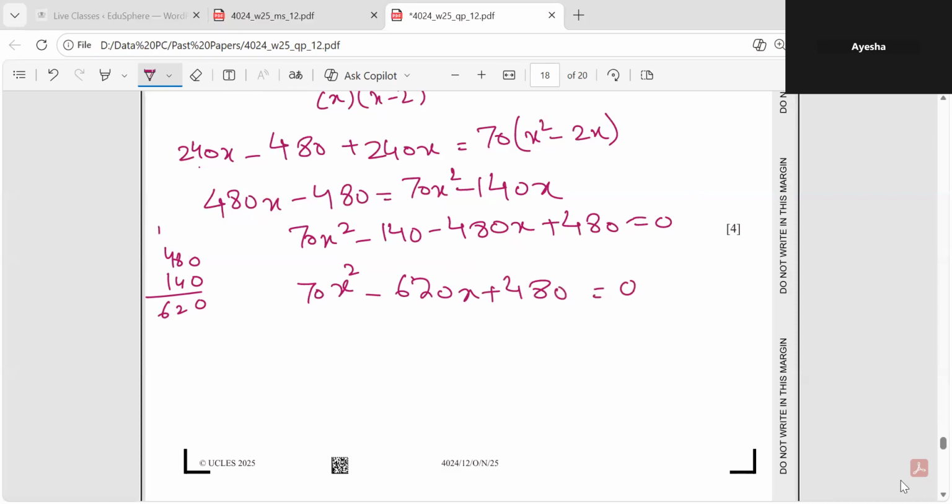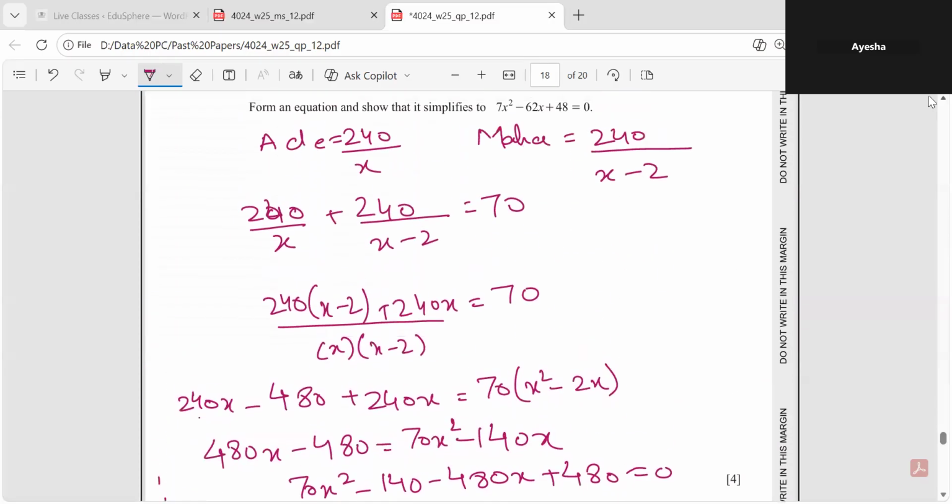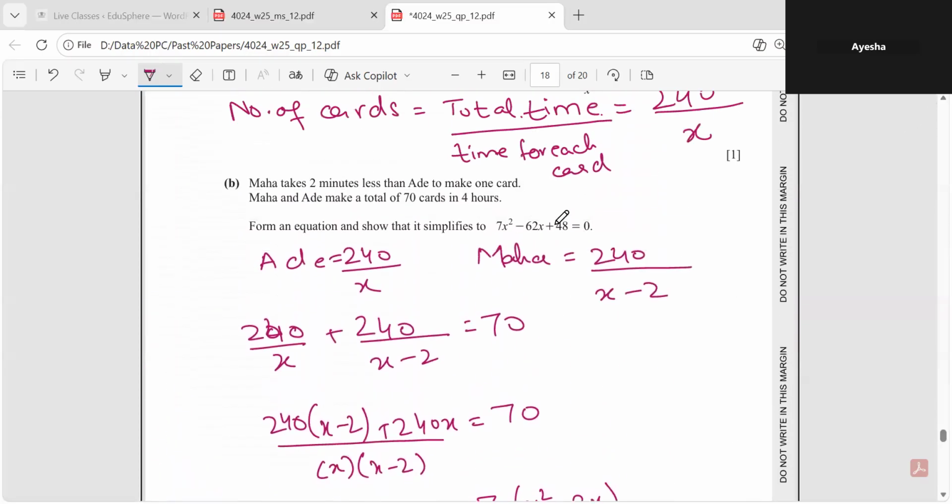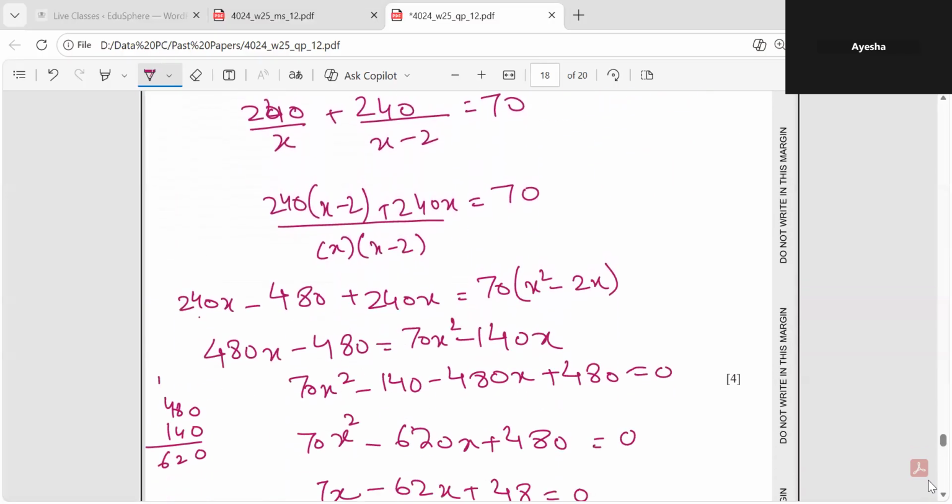Let's simplify it and see with which number we can simplify it. So we can directly simplify it with 10. So 10 sevens are 70, so it's 7x squared, minus 10 62s are, so it's 62x plus 48 equals 0. We cannot further simplify it. So let's see the equation. Yes, it's 7x squared minus 62x plus 48 equals 0.